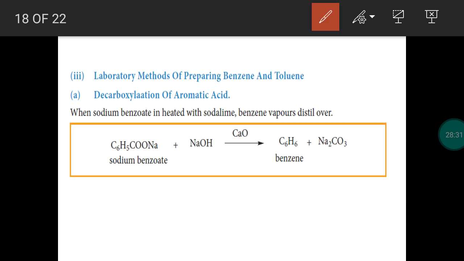Next, decarboxylation. For that, we need a salt of a carboxylic acid. You can take the sodium or potassium salt of benzoic acid. Sodium benzoate is heated with soda lime, which is a mixture of sodium hydroxide and calcium oxide. Due to decarboxylation, carbon dioxide is eliminated, and we get benzene.